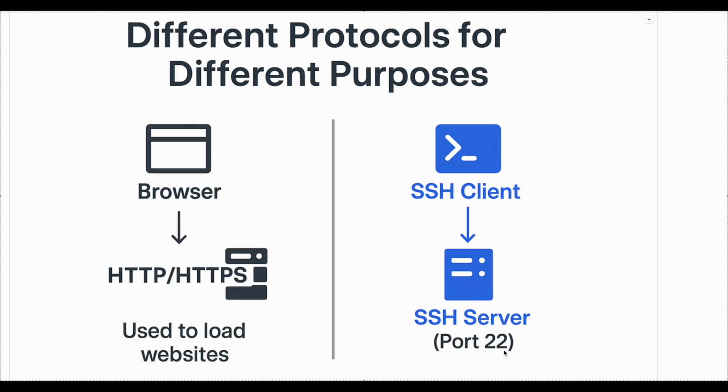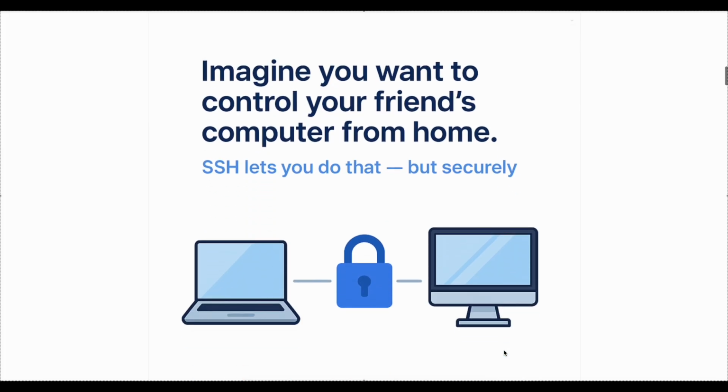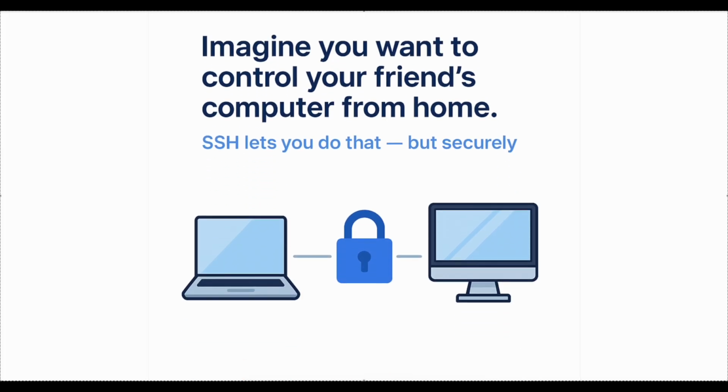So, we just saw how SSH is different from protocols like HTTP and it's meant for secure remote access. But let's make that a bit more relatable with a simple example. Imagine this. You are at home and you want to control your friend's computer, maybe to fix something, check files, or run commands. Now, doing that over the internet could be risky if the connection is not secure. Someone could intercept what you are typing or see your password.